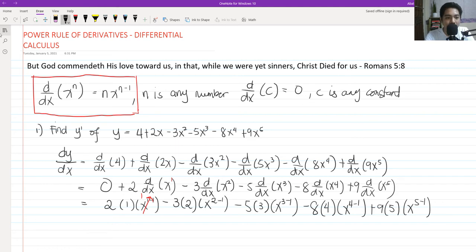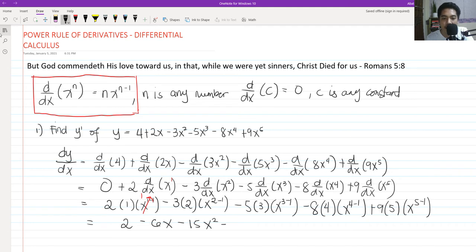So if we're going to simplify this, this would be 2 times 1 times 1. This would be 2 minus 3 times 2 is 6, x squared, or x raised to 2 minus 1 would be simply x. Minus, we have 5 times 3, that's 15. X raised to 3 minus 1, that is x squared.